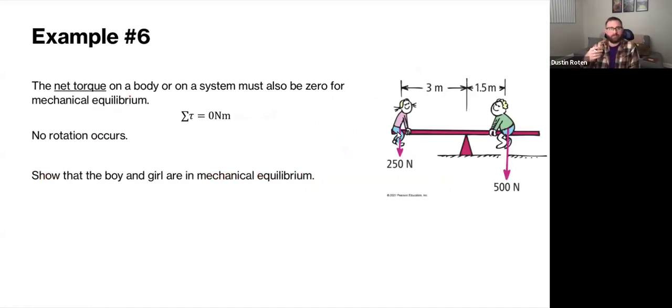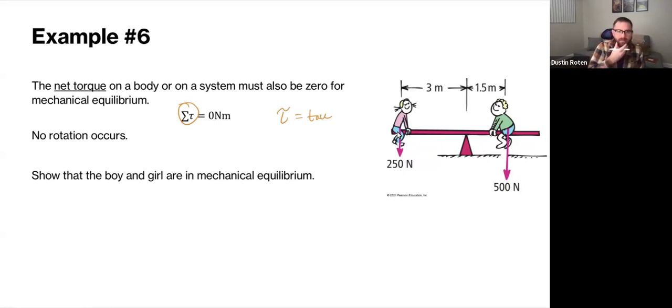Now we've got the net torque on a body or on a system. This must also be 0 for mechanical equilibrium to be achieved. And essentially, this just means you add up all the torques and it has to equal 0. And by the way, this is tau, a Greek letter, and that's what we use for torque. So add up all the torques and it equals 0, no rotation occurs.